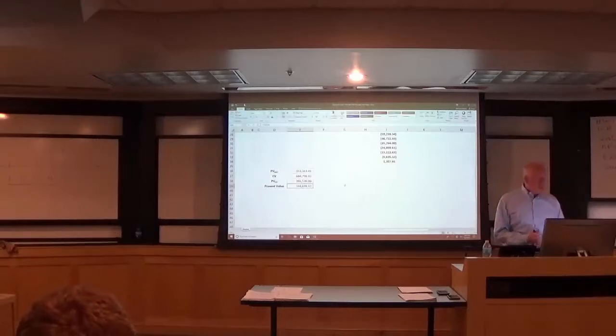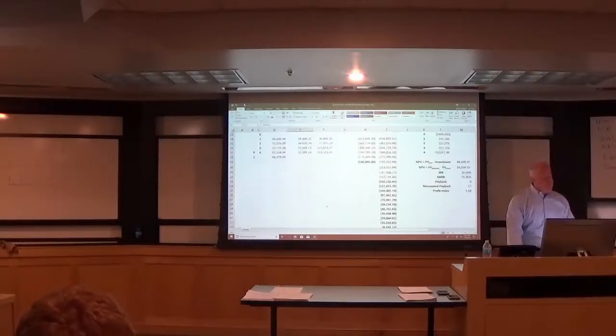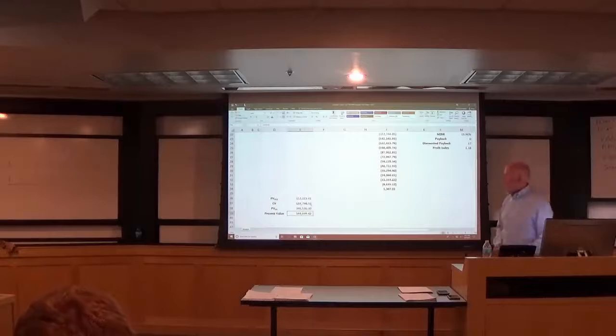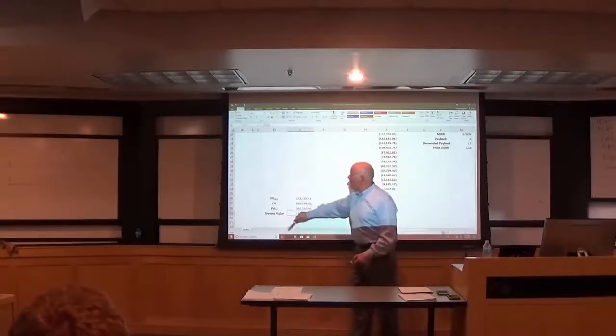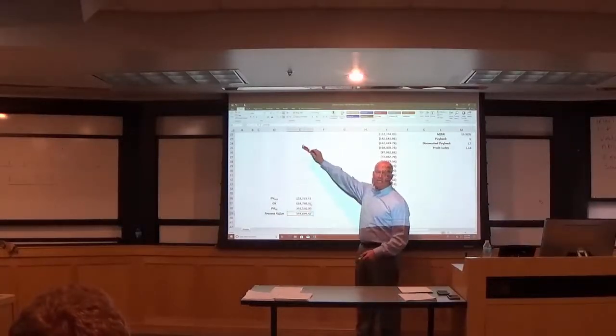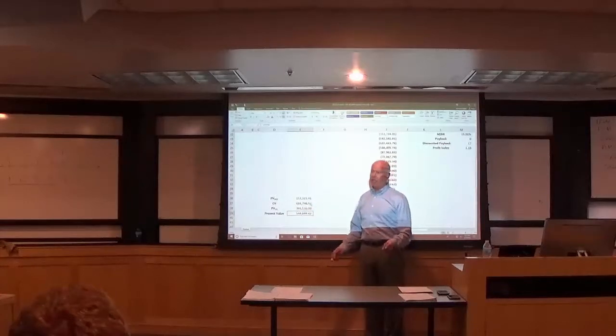I've simply done it in a multi-columnar form, and the only reason this part is way down here is because I've got my model set up so I could have done many more years of explicit period if I had wanted to.